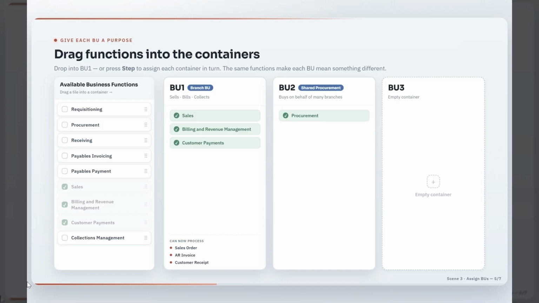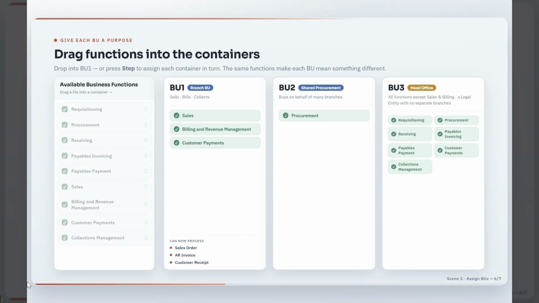Then consider BU3. Suppose the organization has a head office or even a legal entity that operates without separate branch BUs. We can enable requisitioning, procurement, receiving, payables invoicing, payables payment, customer payments, and collections management. The same configurable structure now represents something very different. This is why two business units can look identical in the setup screen but mean completely different things in the business. Their meaning comes from the operating model and the functions they perform.